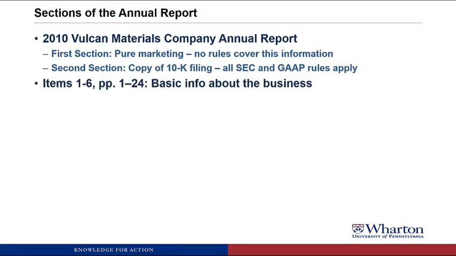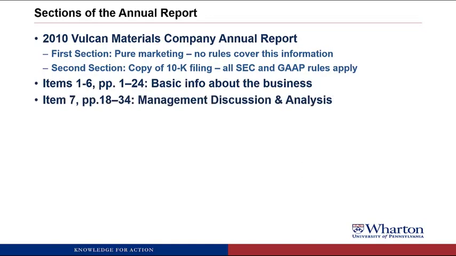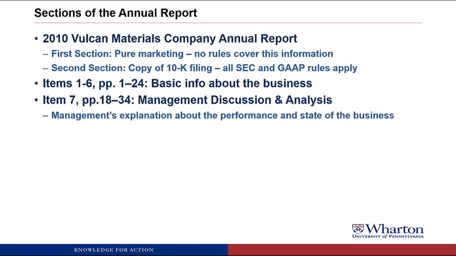Then items 1 through 6 of the 10K will give you basic information about the business. So here's where we'll learn a lot about the business, its strategy, the competition, and so forth. Item 7 is the management discussion and analysis. This is where management tries to explain what happened to their performance, try to explain the state of the business. So this will help us a lot with the questions about the company's performance, its investment, its debt obligations.